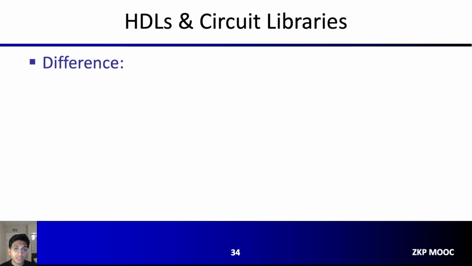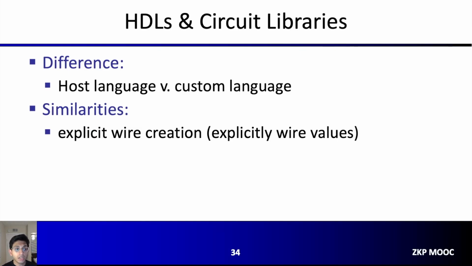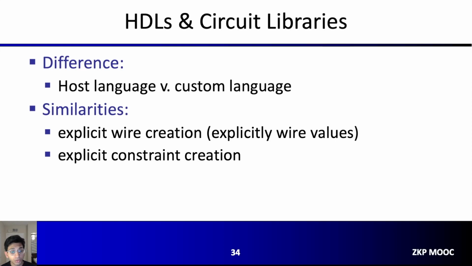So HDLs and circuit libraries do have their differences. One being that circuit libraries use their host language, which can be a full-featured programming language, whereas HDLs are limited to whatever custom language that they have specified, right? But despite this difference, in terms of the core operations you do, there are similarities. Namely, in both approaches, we have to explicitly create wires or variables and then explicitly write down constraints which enforce some conditions on these variables.